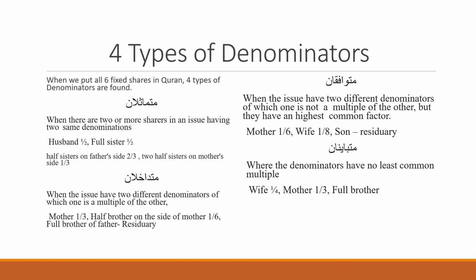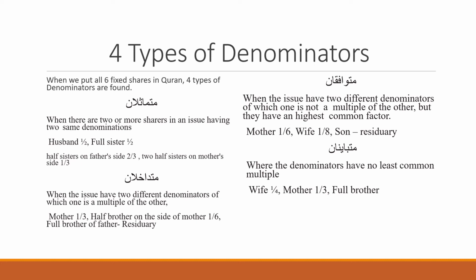Another case: a half sister on father's side gets 2 by 3, and 2 half sisters on mother's side get 1 by 3. The denominators are the same, so this case is termed mutamathilani. Got it? Yes. The second one is mutadakhilani.